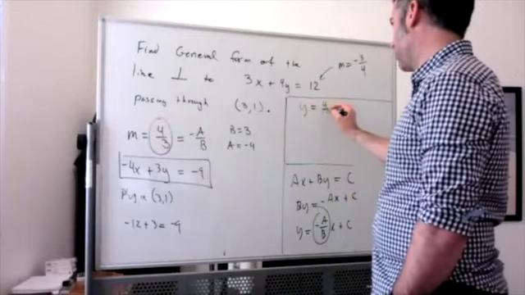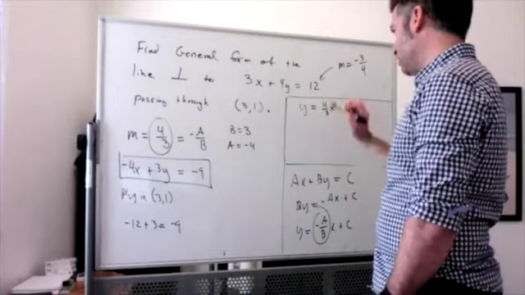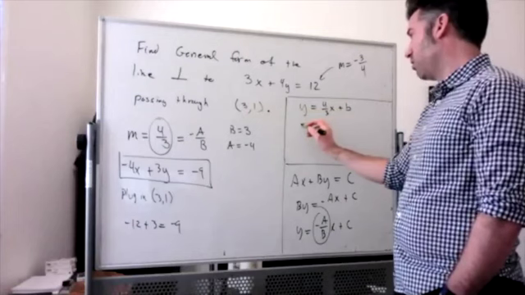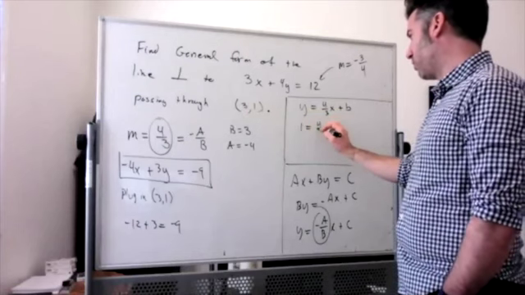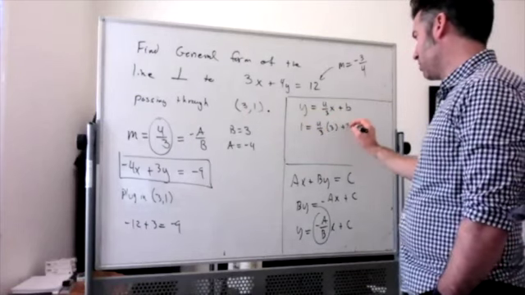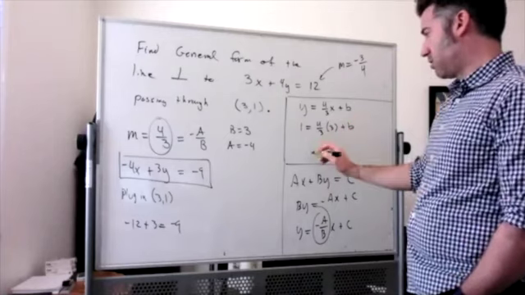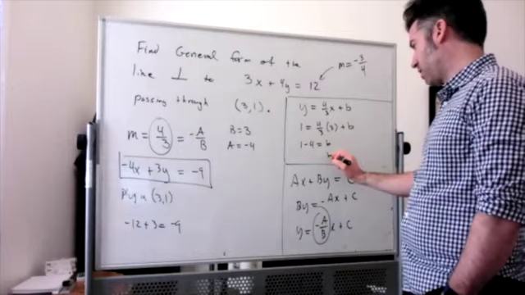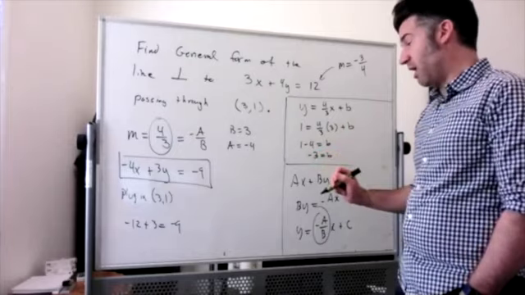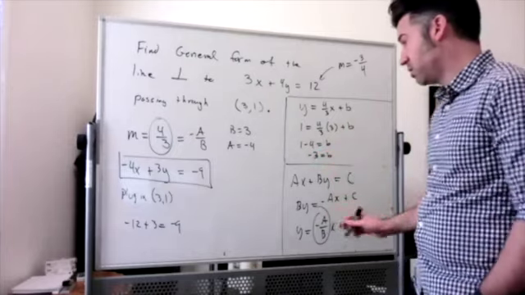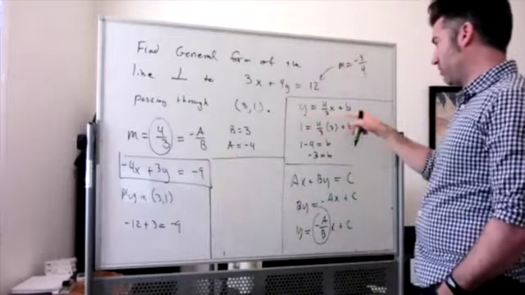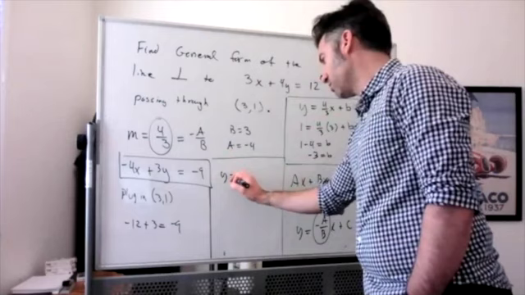y equals 4/3 x plus b. Let's find b by plugging in this point. So 1 equals 4/3 times 3 plus b. Cancel the 3, so 1 minus 4 equals b, so b equals negative 3. And then I would write the equation. So I would write my equation as y equals 4/3 x plus negative 3.